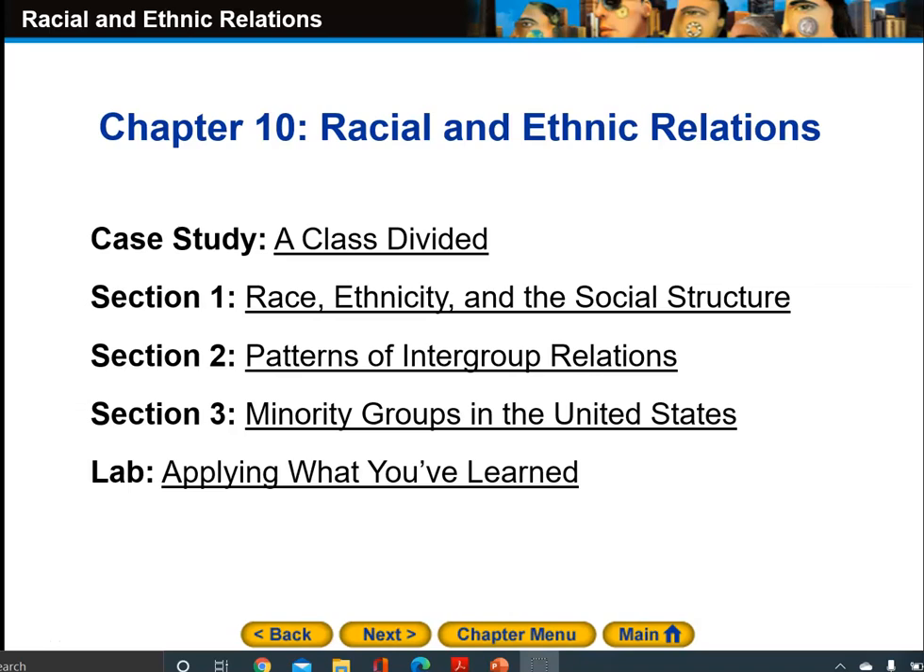We're going to start out with our class study and talk about a class divided. Then we're going to go on to Section 1, Race, Ethnicity, and Social Structure. And then we'll go on to Section 2, Patterns of Intergroup Relations. And then finally, we'll go to Section 3, Minority Groups in the United States.